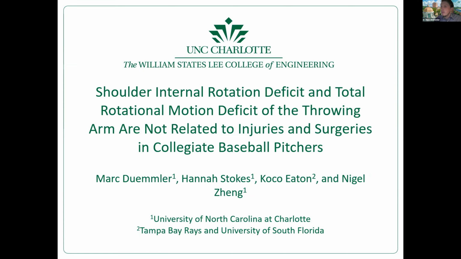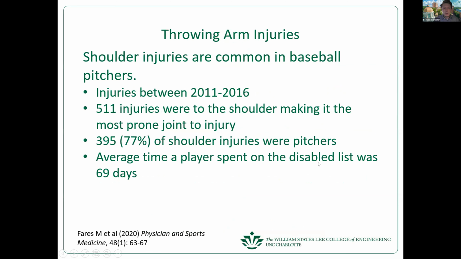As in the introduction today, I'd like to discuss how these two deficits are not related to injuries and surgeries in collegiate baseball pitchers. To give some background, shoulder injuries are incredibly common in overhead throwing athletes such as baseball pitchers. A recent study tracked injuries from Major League Baseball players between 2011 and 2016. During that time, 511 injuries were recorded to the shoulder, making it the most susceptible joint to injury. Of those 511 players who were injured, 395 of them, or 77%, were pitchers, making them most likely to have shoulder injuries. Additionally, these players spent an average of 69 days on the disabled list.